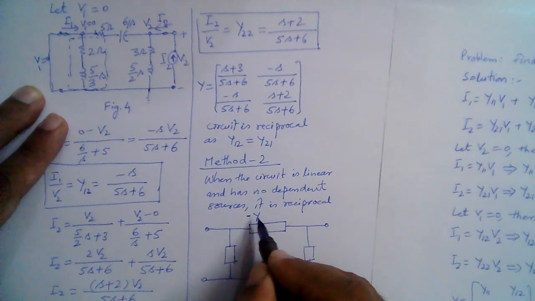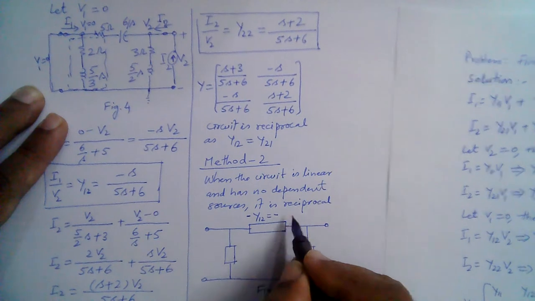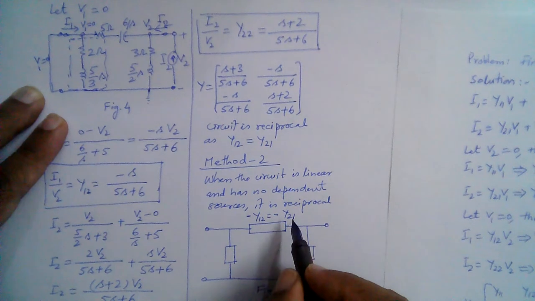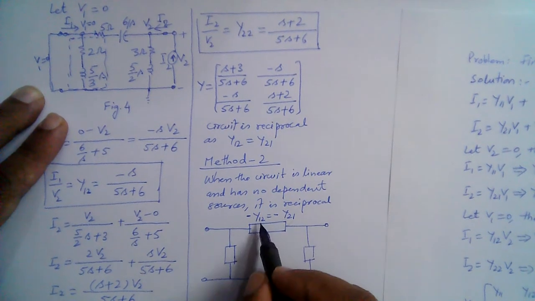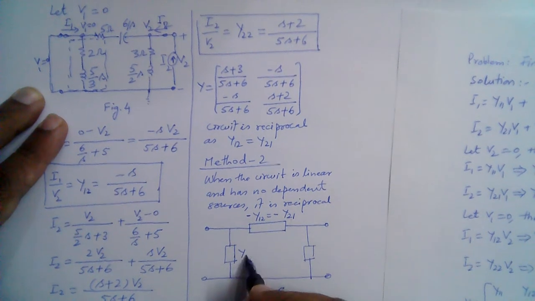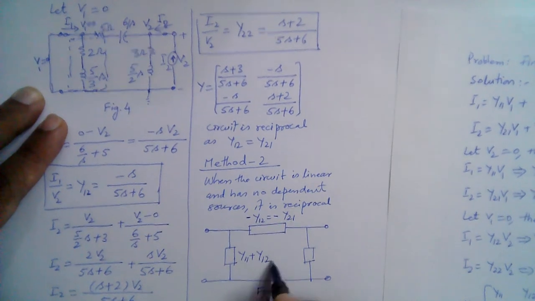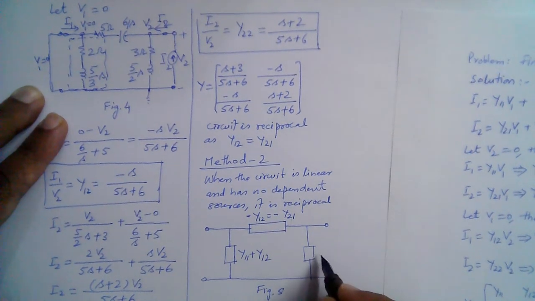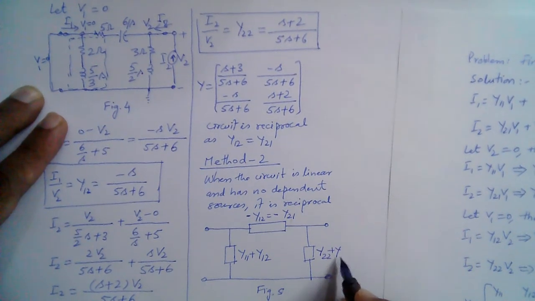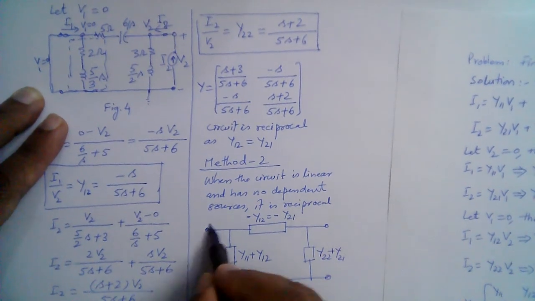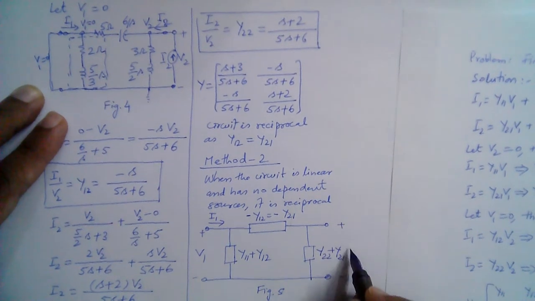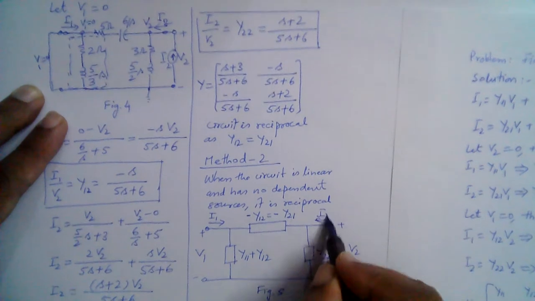So in that case, this is minus Y12 is equal to minus Y21. Whatever the admittance is here, the negative of it will be equal to Y12 or Y21. Or in other words, minus Y12 or minus Y21 will be equal to the admittance here. And this admittance here is Y11 plus Y12, and this admittance here will be equal to Y22 plus Y21 or Y12. And this is I1 here, this is V1, and the voltage here is V2, and the current flowing in here is I2, right?